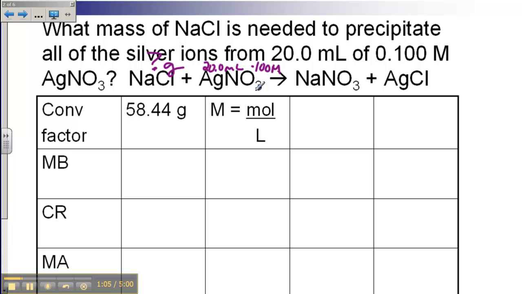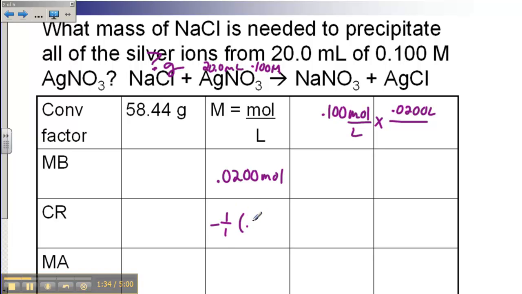So the way we're going to do that is to set that up, and we have 0.10 moles per liter from our molarity here. We cancel that with liters, 0.0200 liters, and we multiply that out, and our moles of silver ions is going to be 0.0200 moles. So now we follow through the rest of the chart. It's a 1-to-1 mole ratio here. It's a 1-to-1 mole ratio here. So we end up with 0 of both of those.